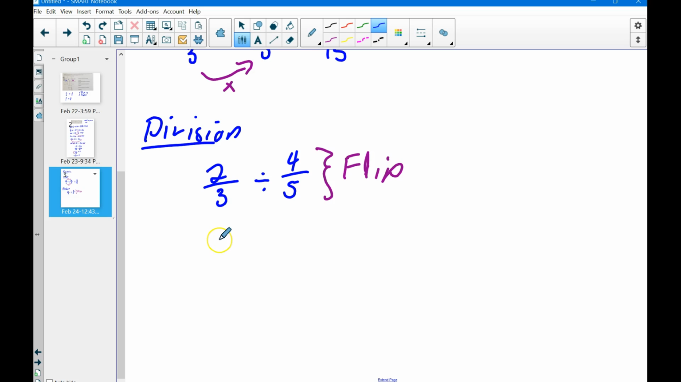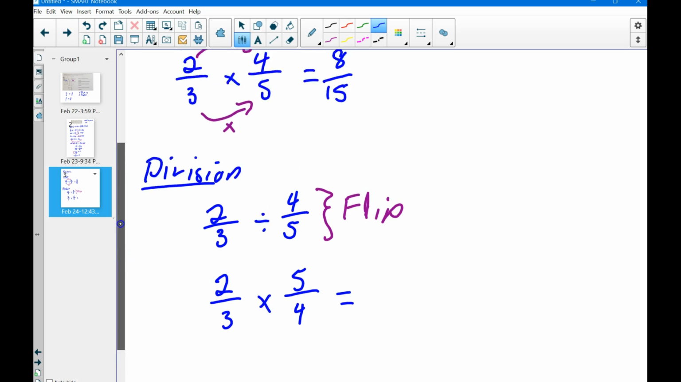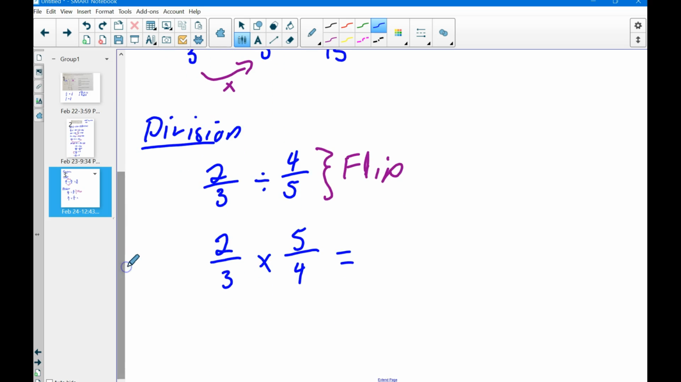So by doing that, we have 2 over 3 multiplied by 5 over 4, flipped upside down. And we already looked at multiplication back here, and that was easy. And now we're doing multiplication again. It's pretty easy. So we have 2 times 5 is 10. And 3 times 4 is 12.